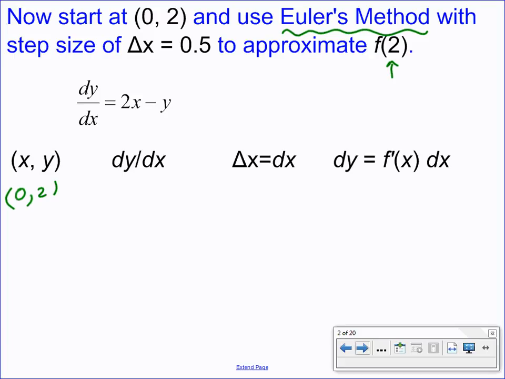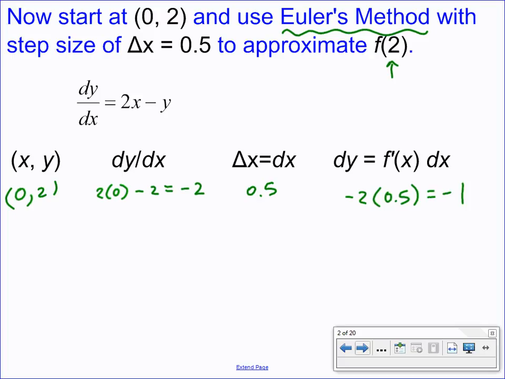So what does dy/dx equal? dy/dx would equal 2 times 0 minus 2, so that would equal negative 2. All right, negative 2 times my delta x step of 0.5. So my anticipated change in the function y value, dy, my estimate for that change, is given by negative 2 times 0.5. So half of negative 2 is negative 1.